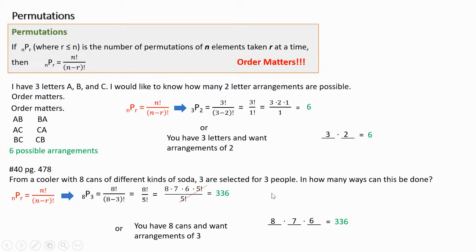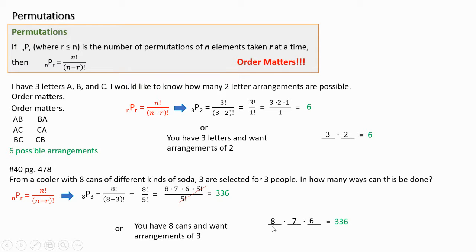Because say you have 8 different types of sodas. You've got Pepsi, you've got Coke, you've got Diet Coke, and so forth. And then after you give 1 soda to a person, if there were 8, how many are left? Wouldn't there be 7? Yeah, okay. And then after you give another soda to another person, wouldn't there be 6 left? Okay, so we only do 3 because it says 3 are selected for 3 people.